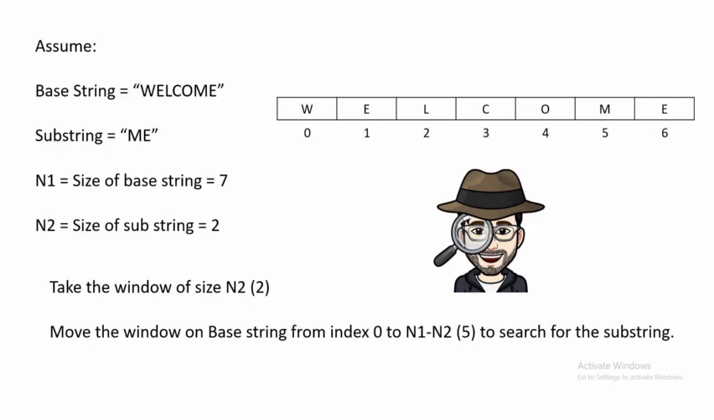If both are same, then you can say that is a match. Otherwise we have to move our window to the next position, that is index 1. Again we have to compare the string under that window as well as the substring. Like that we have to move our window up to the index n1 minus n2.